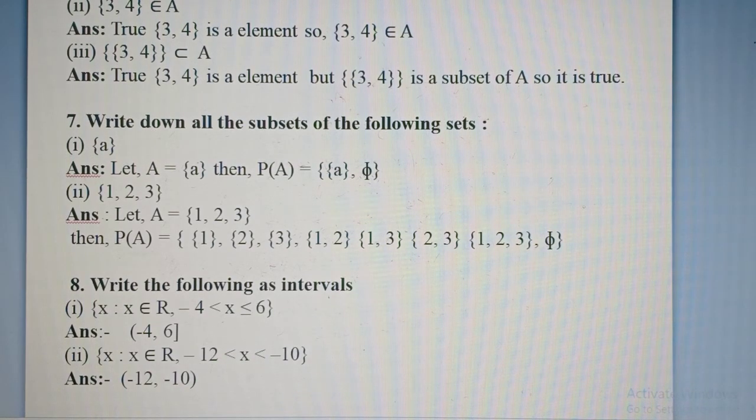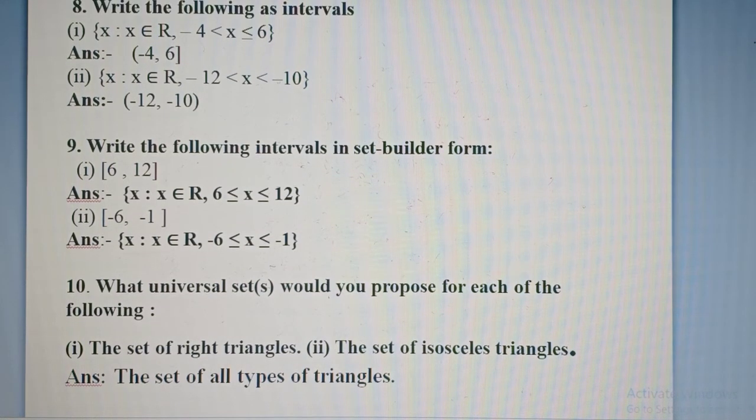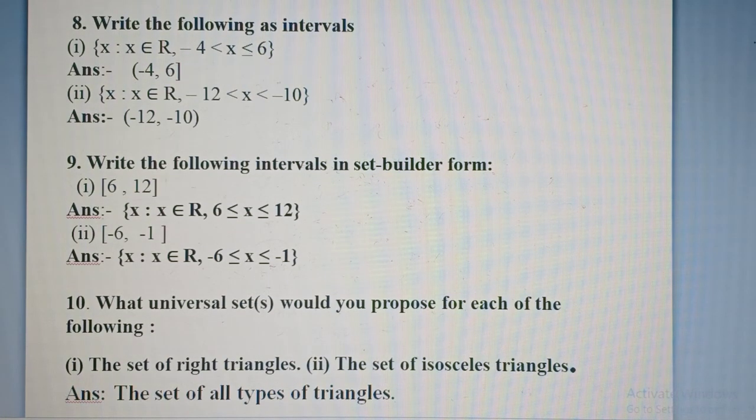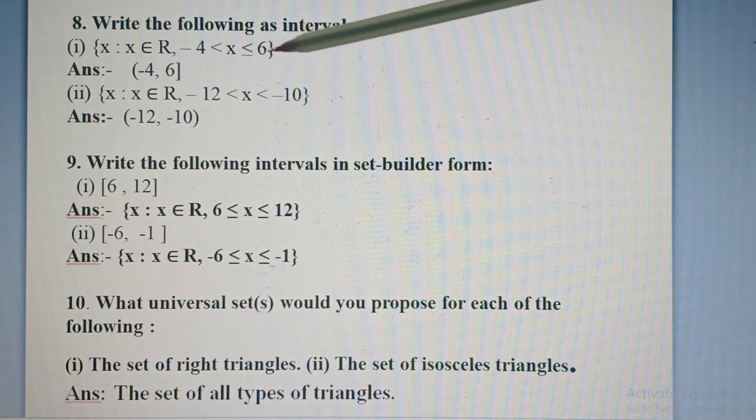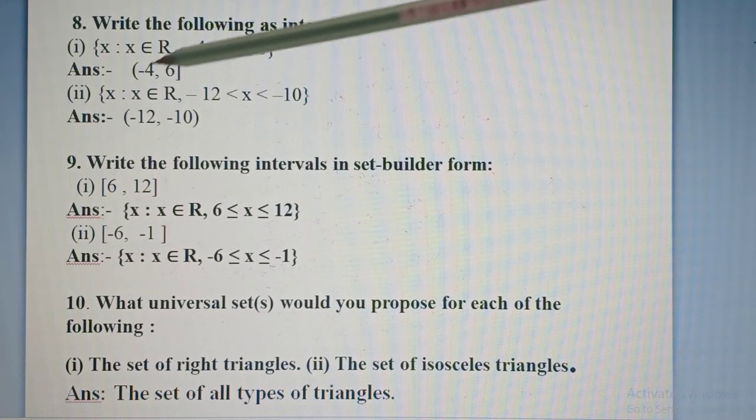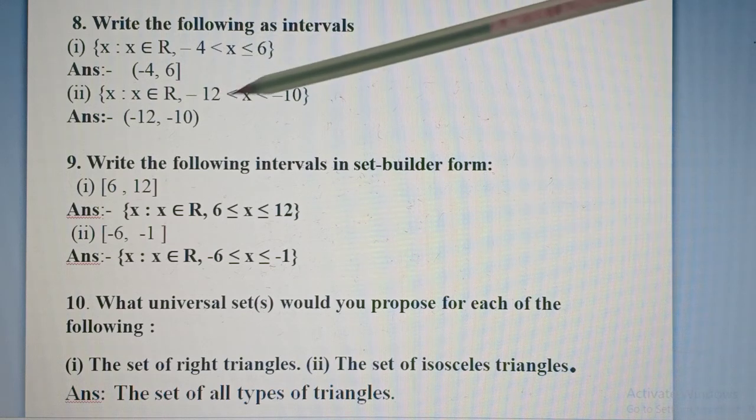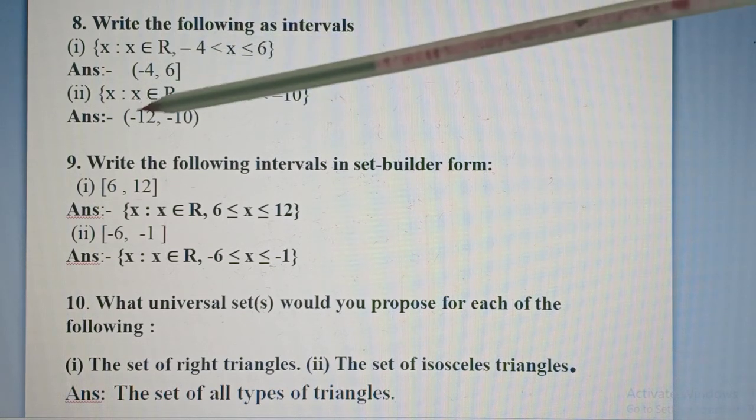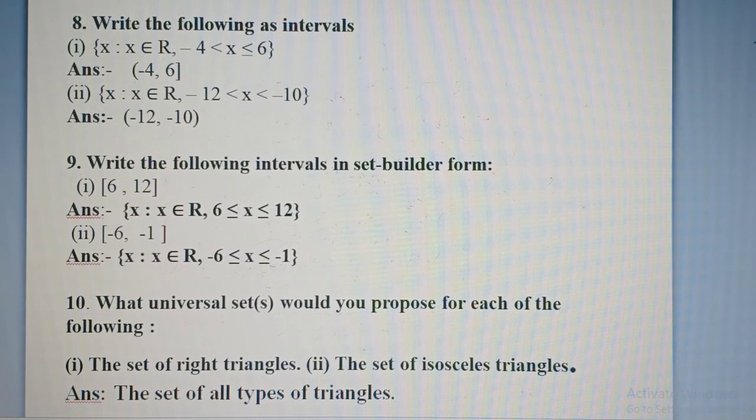So students, here some more questions are there. Write the following as intervals. The question is {x such that x belongs to R, -4 < x ≤ 6}. Here -4 is open, so open bracket -4, 6 closed. Here is -12 < x < -10, so -12 open bracket, -10 open bracket. Write the following intervals in set builder form.